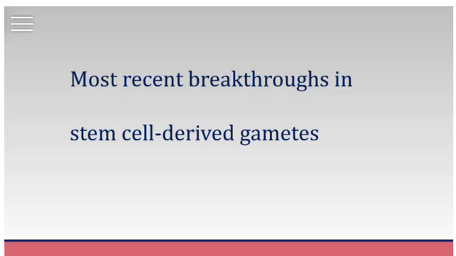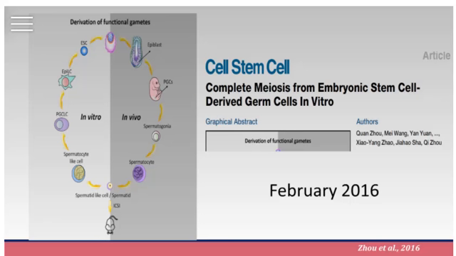Okay. So the most recent breakthroughs in stem cell derived gametes. If you remember from the Hayashi studies, they still needed this in vivo step, but now in February this year, they succeeded to do it fully in vitro. So no in vivo step is required anymore. They could get functional sperm just in the petri dish. So from embryonic stem cells, the whole way to spermatozoa, they could do it fully in vitro. It was a Chinese group, February 2016.